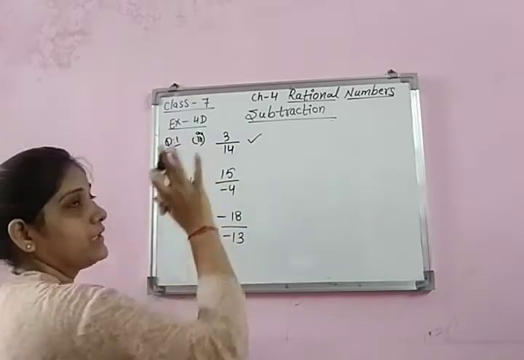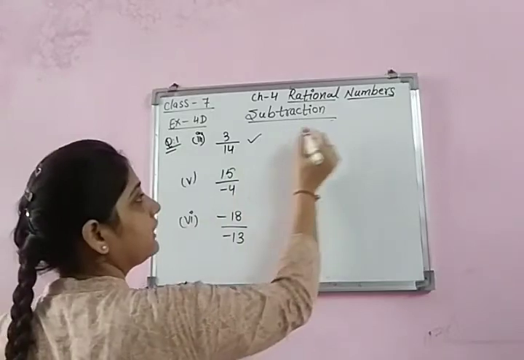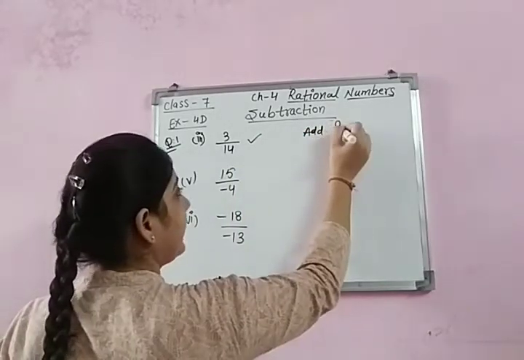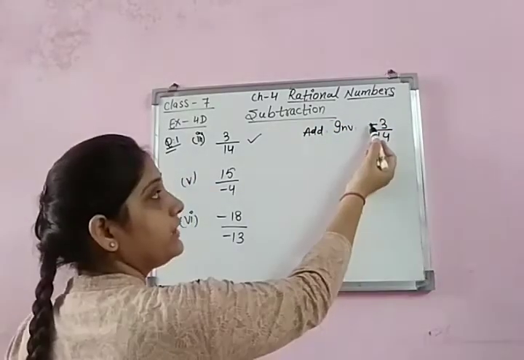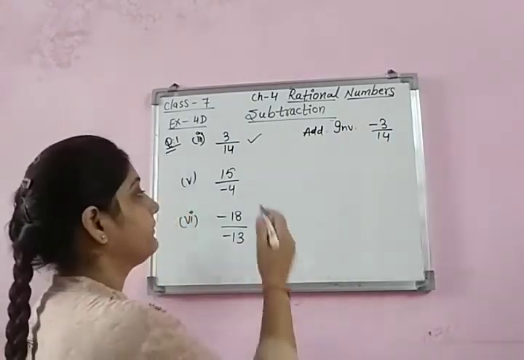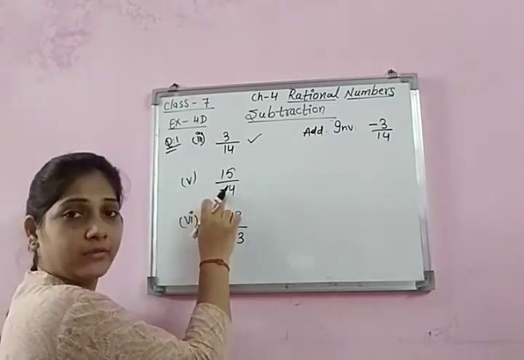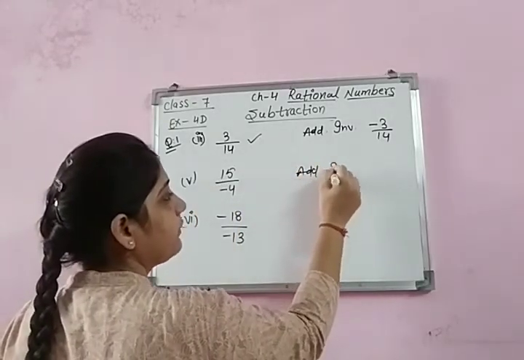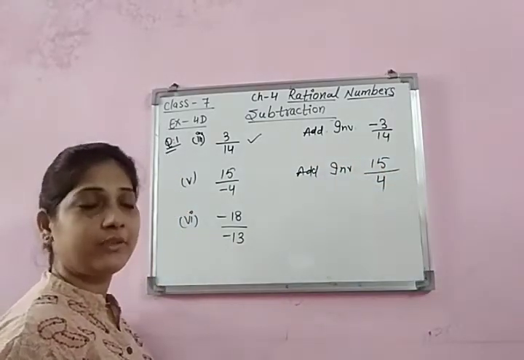So look, first check whether this is a positive rational number or negative. Yes, it is a positive rational number, so its additive inverse will be negative 3 by 14. The negative sign you can put in the numerator or in the denominator; it will not affect the answer. Now this one is negative, because both the signs are not negative, only this one. So it is a negative rational number, so we have to write its answer as positive. Positive means you just write 15 by 4, removing the negative sign.